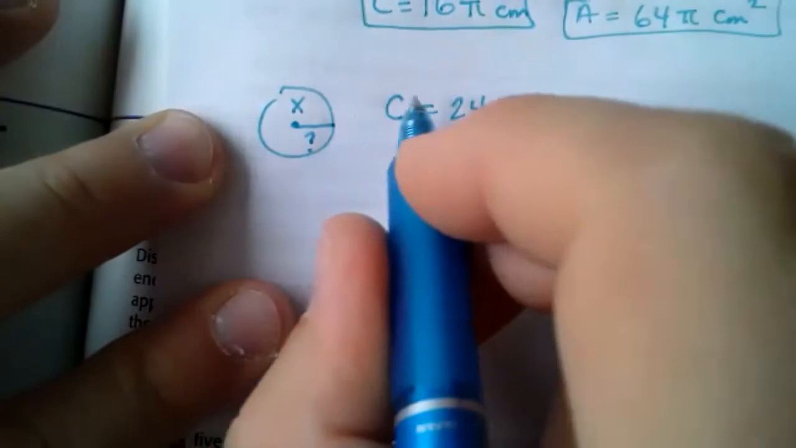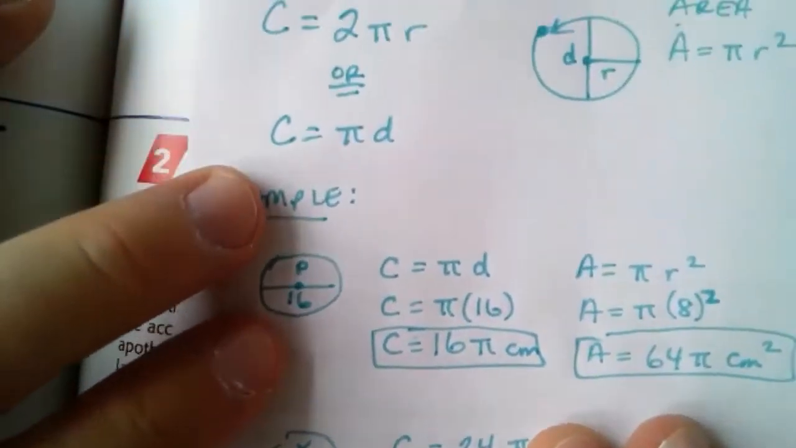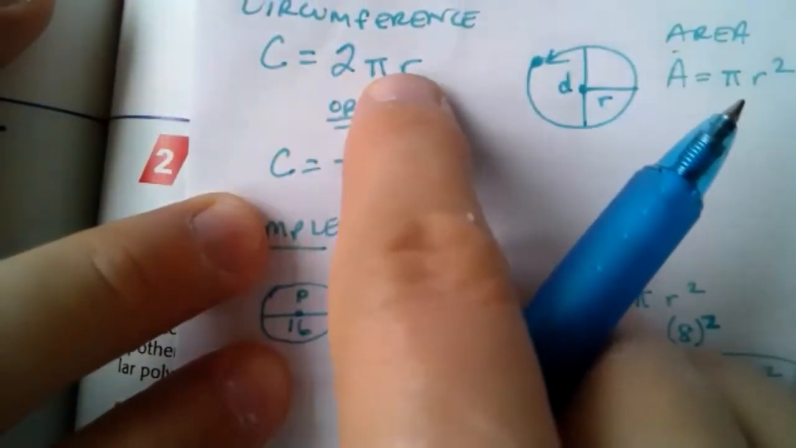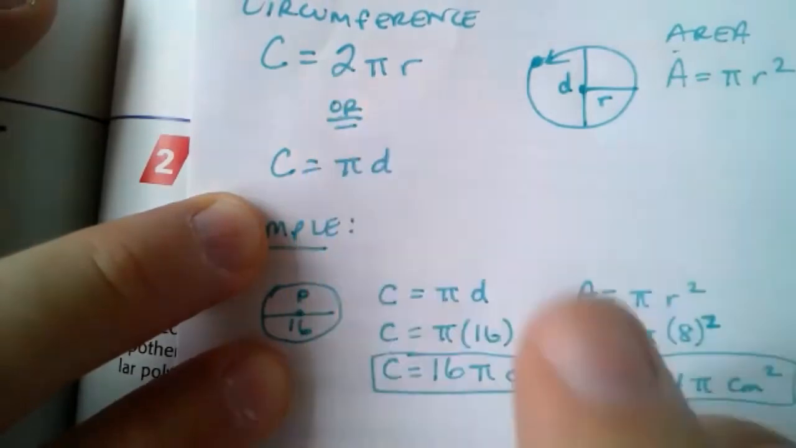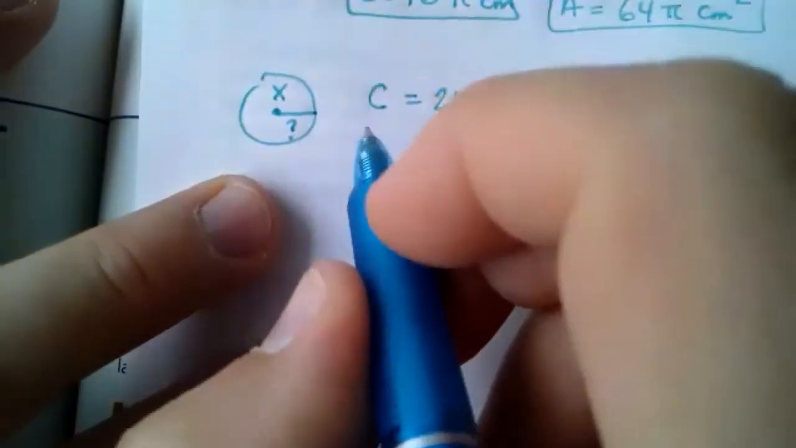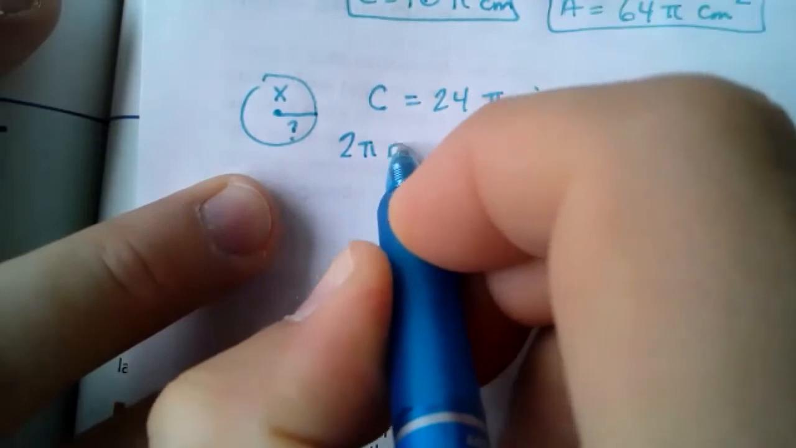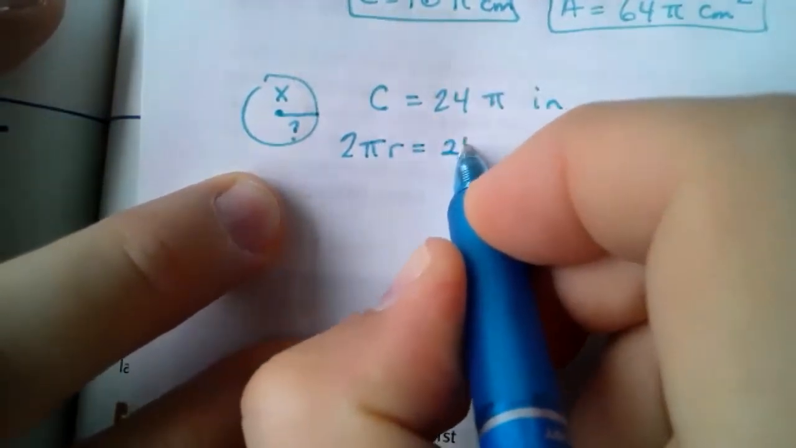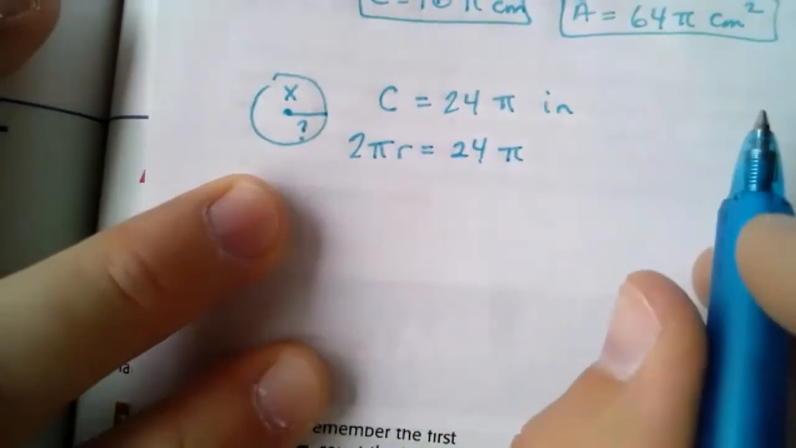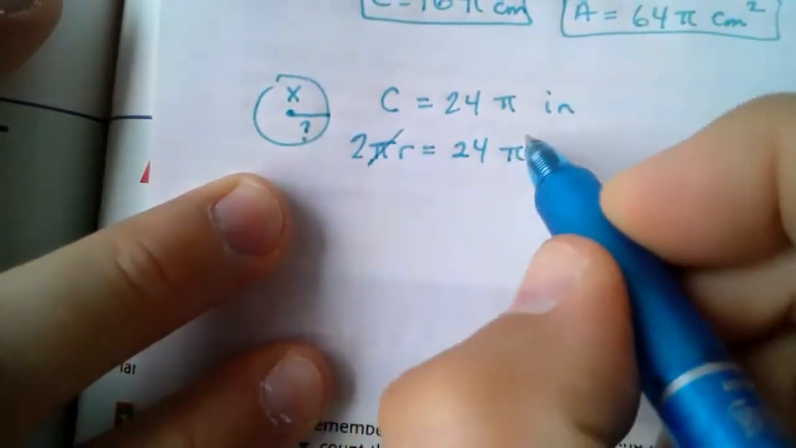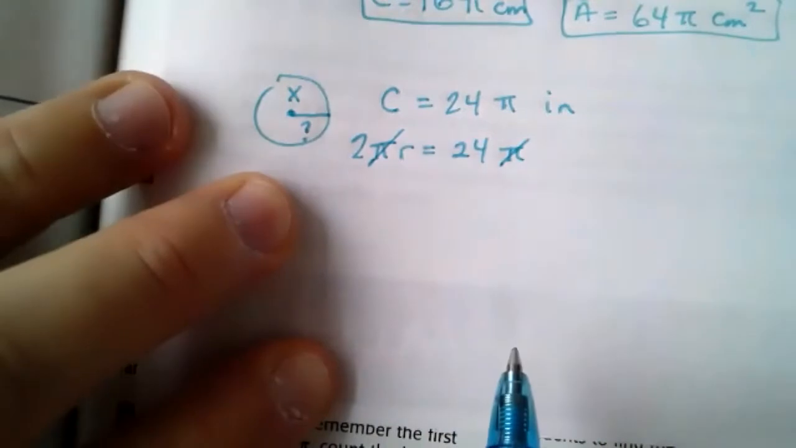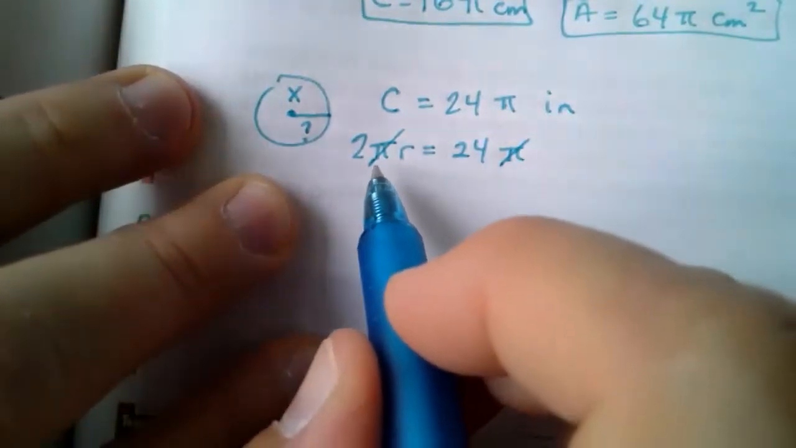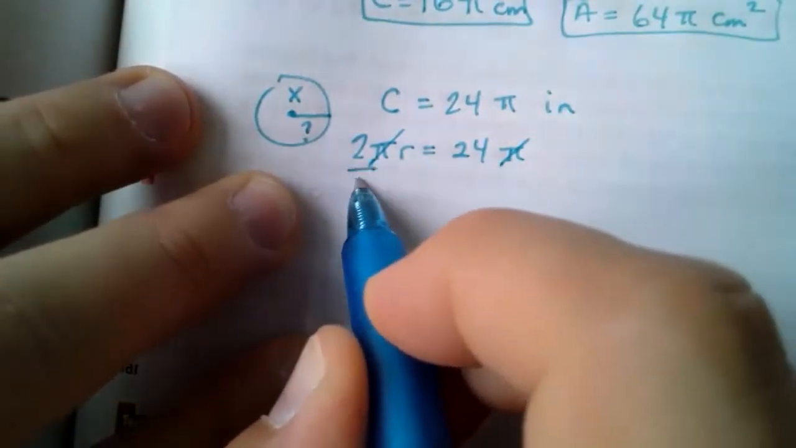I'll go back over here to where C is, and I plug in the formula that has radius in it. So I'm going to put 2 pi r, just like that over here. So I'm going to put 2 pi r for instead of circumference. And over here we have 24 pi. And if you'll notice, you can cancel your pi's by dividing both sides by pi. And you could divide both sides by 2.